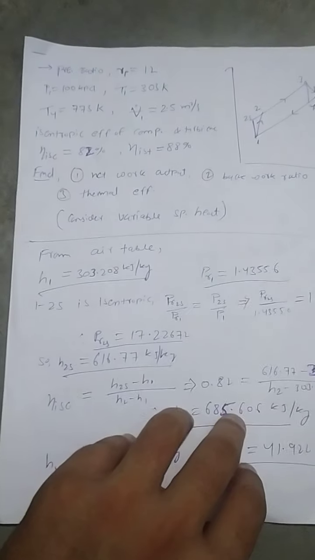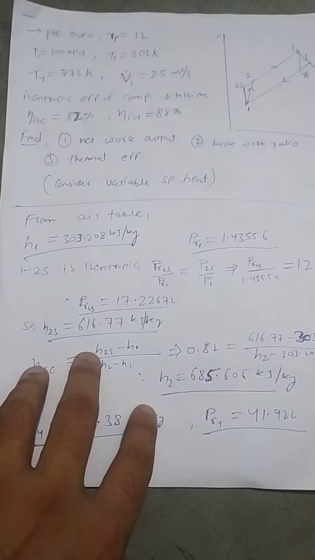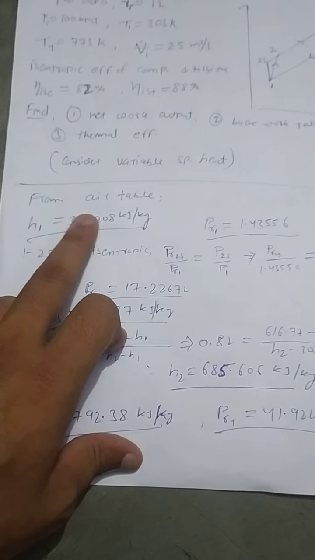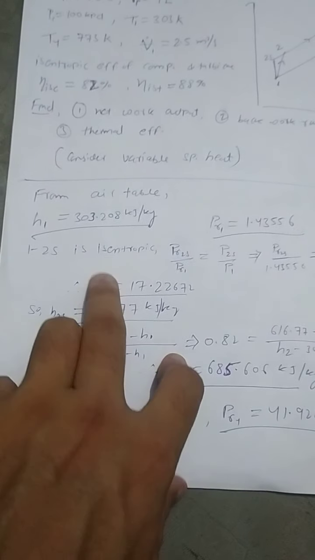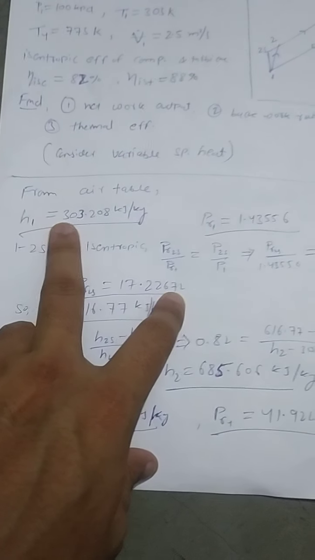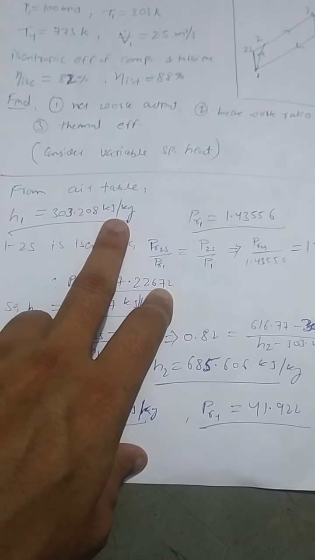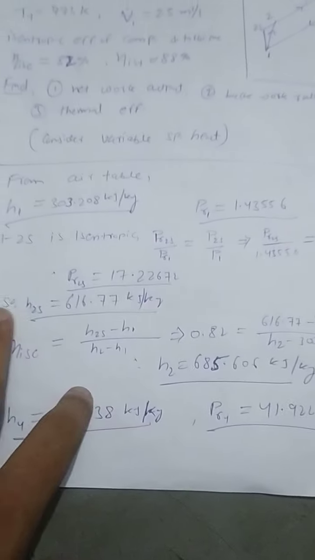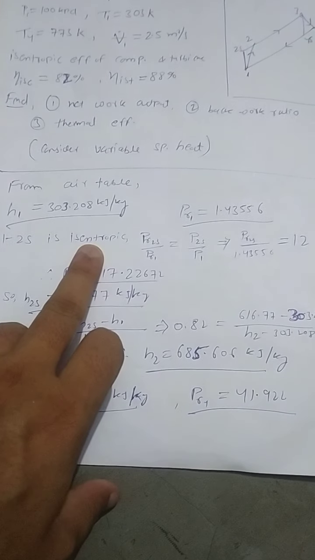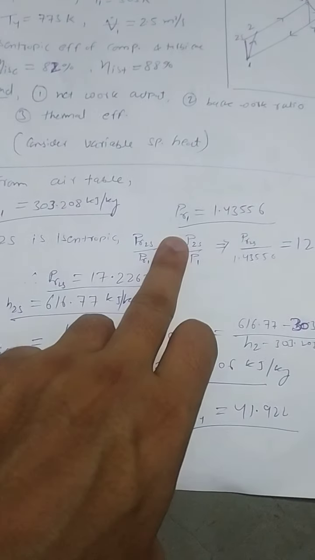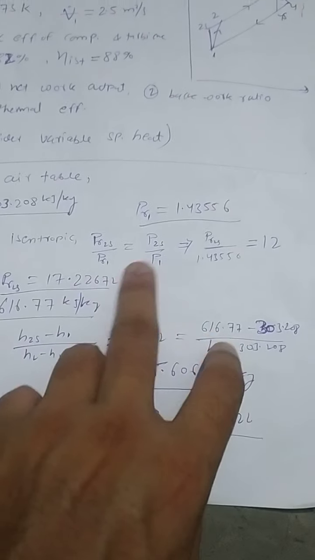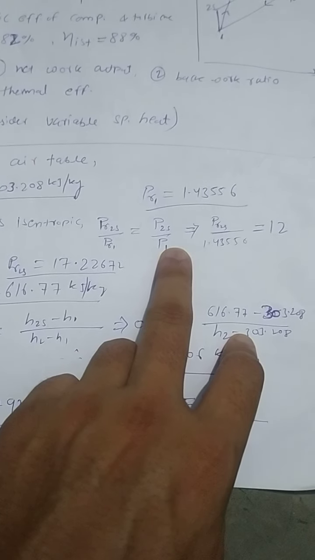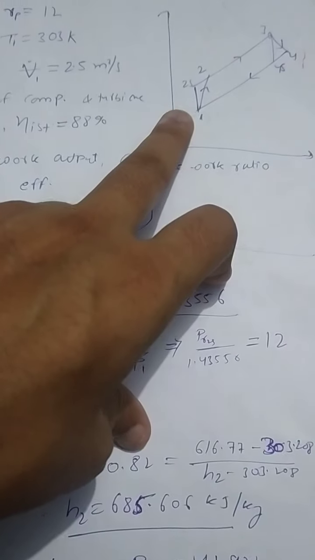From the given data, at temperature T1, by seeing the air table or the property table for air, the specific enthalpy would be 303.208 kilojoule per kg. Relative pressure is 1.43556. Now 1 to 2s is isentropic, so the ratio of relative pressures must be equal to the ratio of actual pressures. So by substituting the values here, P2s by P1 is the pressure ratio between the two limits, right?